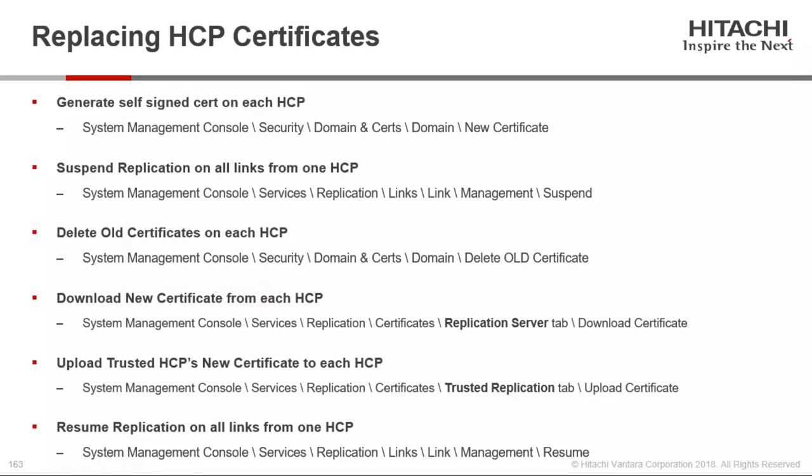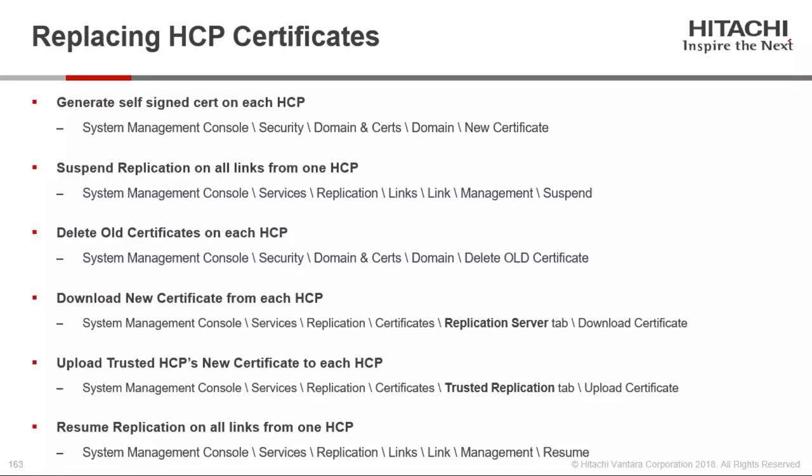So if you look down here, we're going to upload the trusted HCPs. We're going to see a tab that says Replication Server and Trusted Replication. Replication Server is going to be, say, the originator, and Trusted is going to be the destination. So we have to swap certificates with both HCPs so that they're aware of each other and they can communicate to each other. And then we're going to resume all links on the HCP.